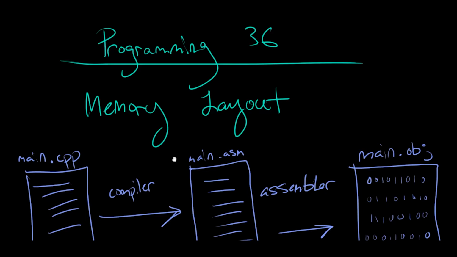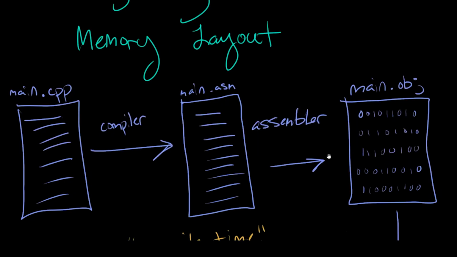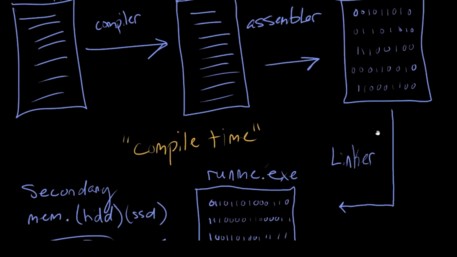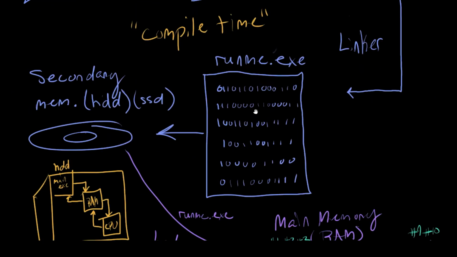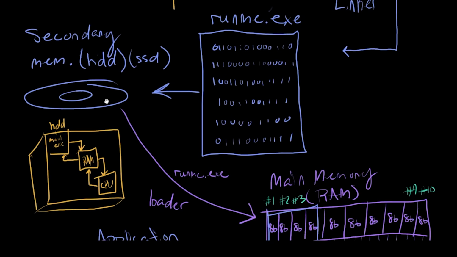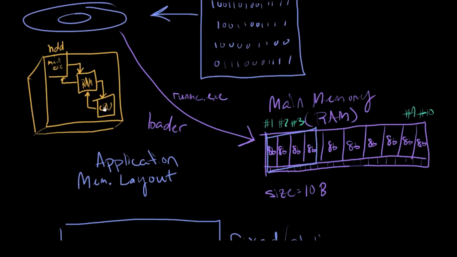Before we can actually run our program, we have to take the file that we wrote, compile it, and then assemble it into an object file. And then we take those object files, however many there are, and link them together into an executable. Then we save that executable onto our secondary memory, whether it be a hard disk drive or solid state drive, whatever. And then at any point, we can go ahead and grab that executable, push it onto the main memory, and run it on the CPU here.